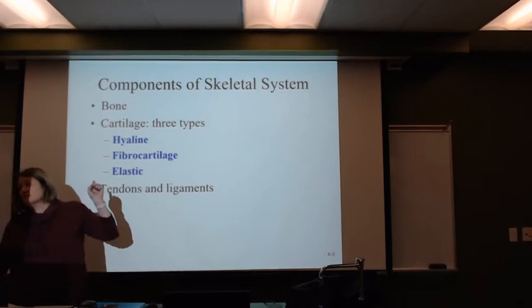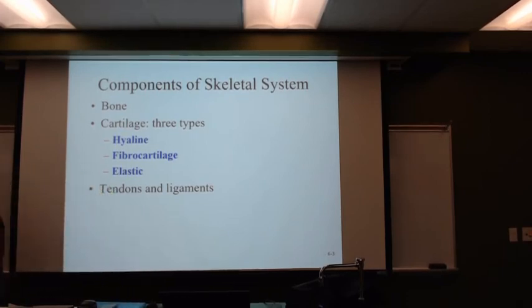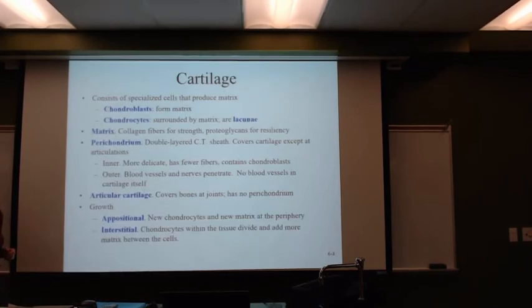The components, the pieces of the skeletal system: the bone, cartilage, and there's 3 types: hyaline, fibrocartilage, elastic. The tendons, the ligaments. That is what makes up our skeletal system. The first thing we're going to look at, cartilage.